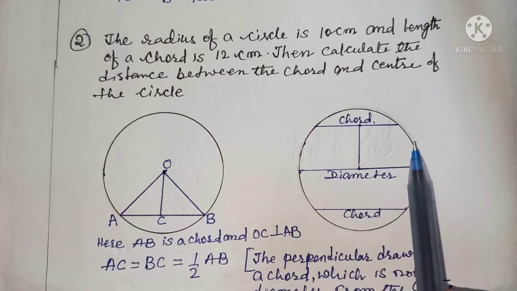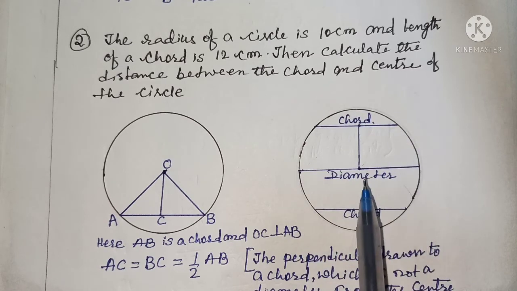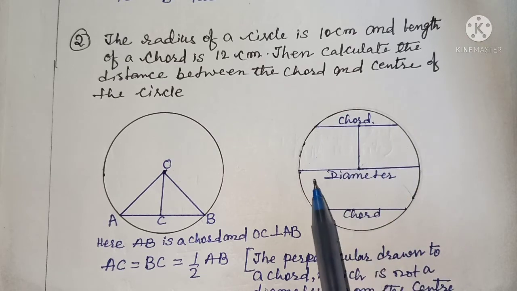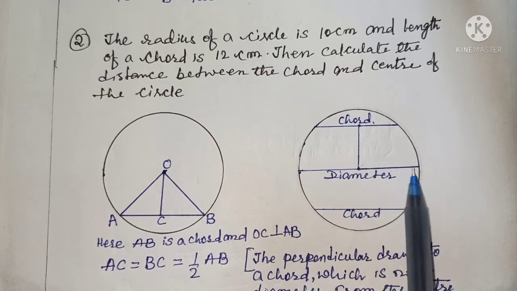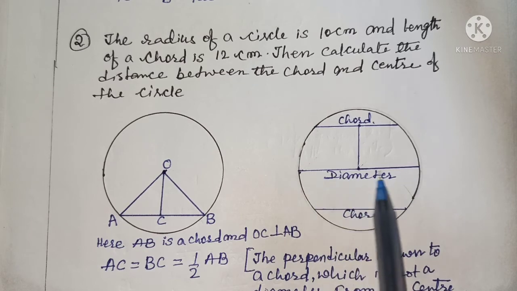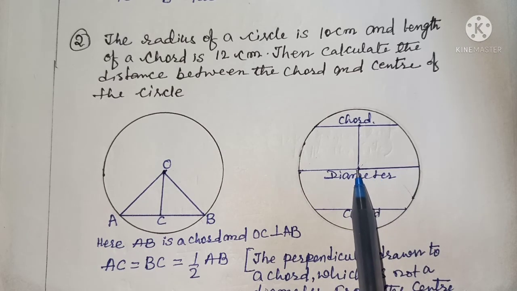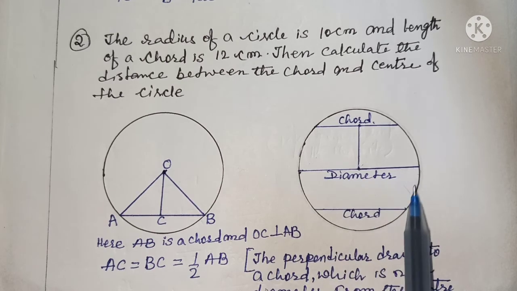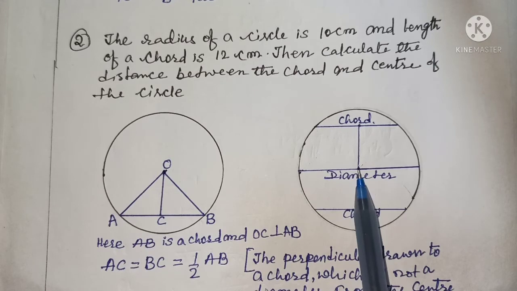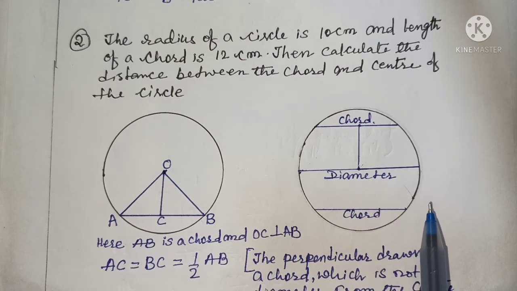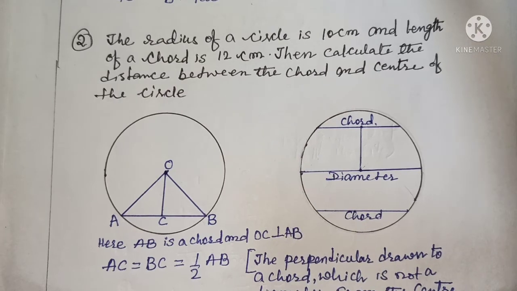So here we have a circle. In this circle, this line is called chord and this line is called diameter. This is one of the chords, but we know a chord which passes through the center of the circle is called diameter. So this line is a diameter and this is also a chord and this point is called center. So on the basis of this concept we will solve the given question.